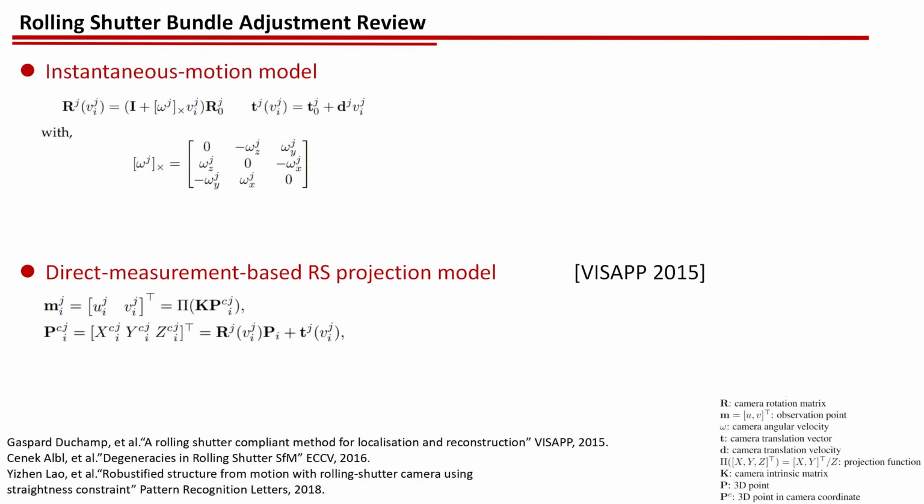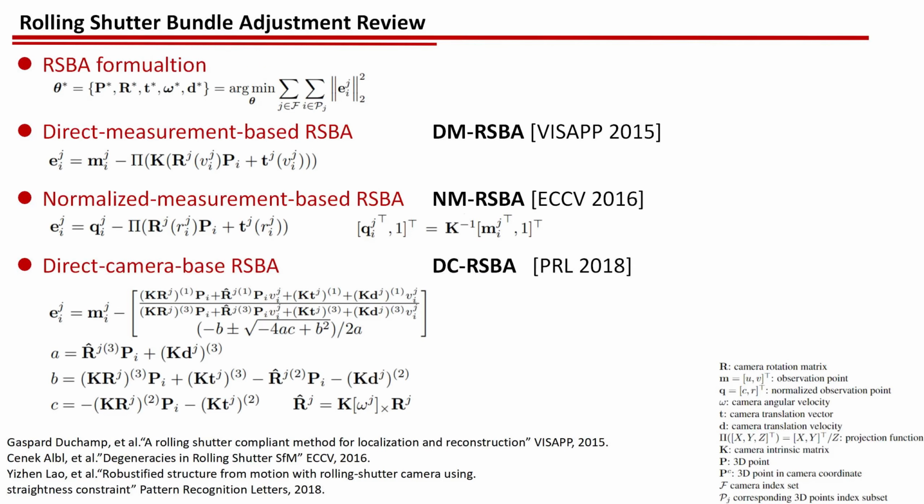To begin with, let's first review the rolling shutter motion formulation and rolling shutter bundle adjustment. We adopt the instantaneous motion model used in ECCV 2016, where the rotation and translation of each row are linearly dependent on the observed row index. Based on this, we can formulate the basic projection model from 3D space to the image plane. We further formulate the whole rolling shutter bundle adjustment problem. Compared to the global shutter, for each camera, we have two more parameters to optimize.